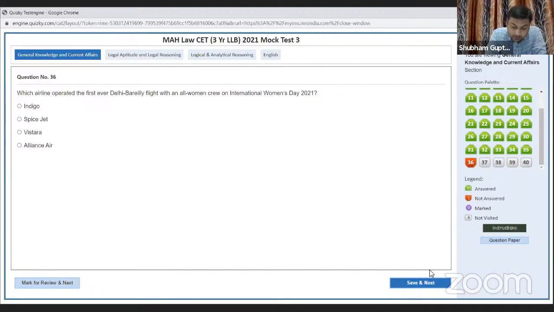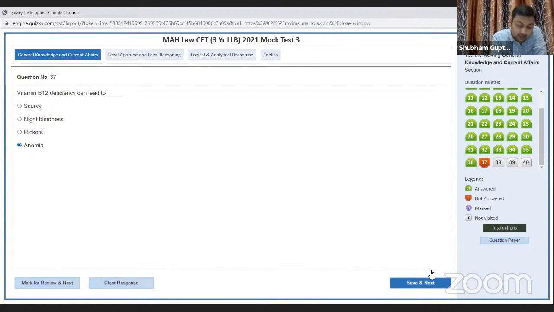Now we are into the last 5 questions. Let's quickly mark them. So first, crew from Delhi to Bareilly. Let's mark it Vistara. Tata is into all this. B12, this is something you should know. It is anemia.